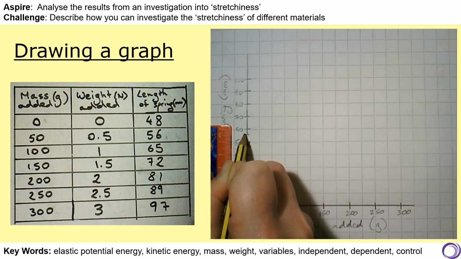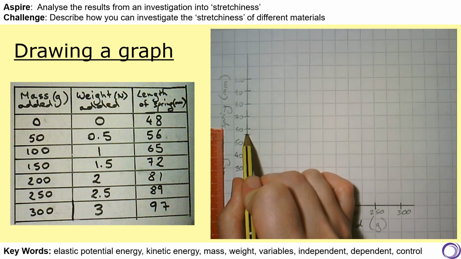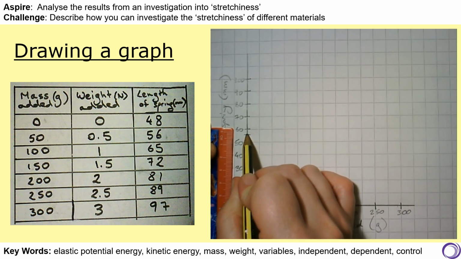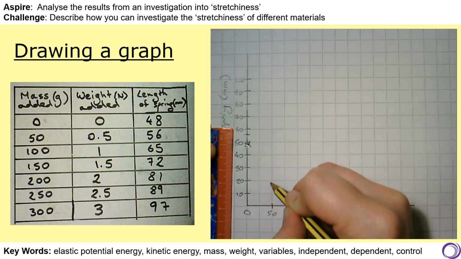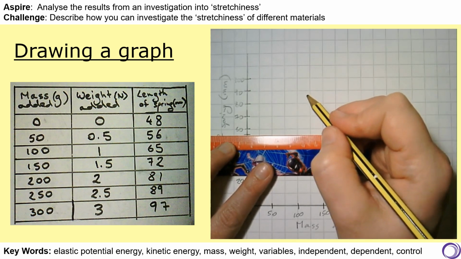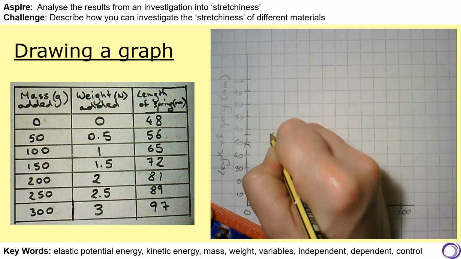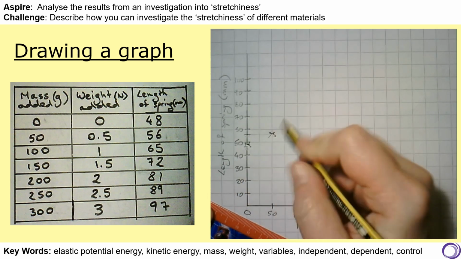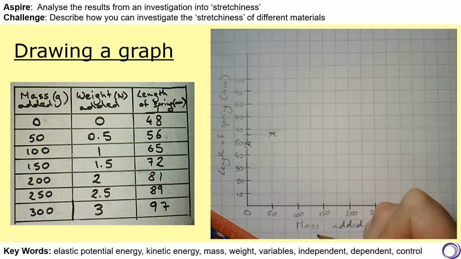So 56 is there. Now, that's 56 millimeters for my length, but I had 56 millimeters when I added 50 grams. So it's like plotting coordinates in maths. You have to find where those two coordinates meet here. Okay, so that's my point plotted for 50 grams added and a length of 56 millimeters. Okay, I'm going to do one more to show you.